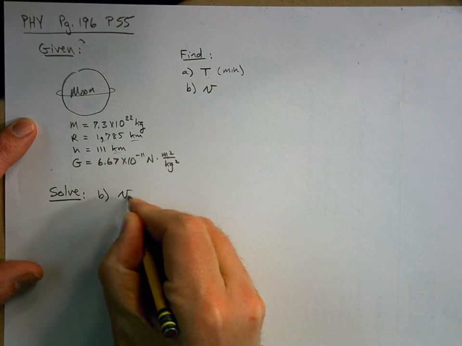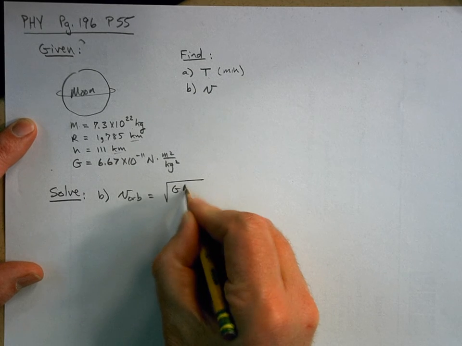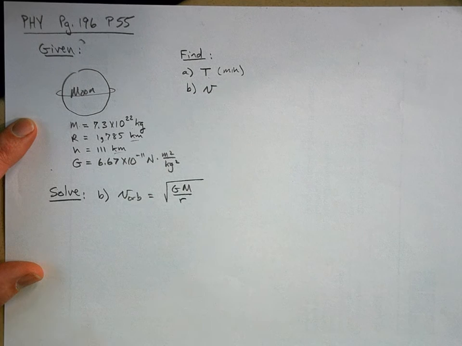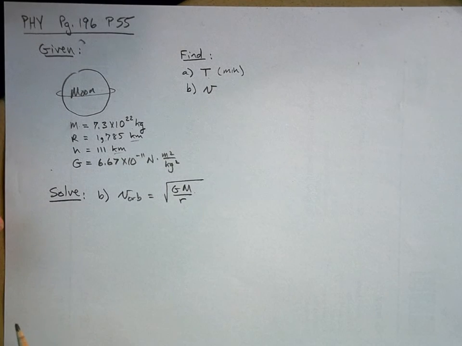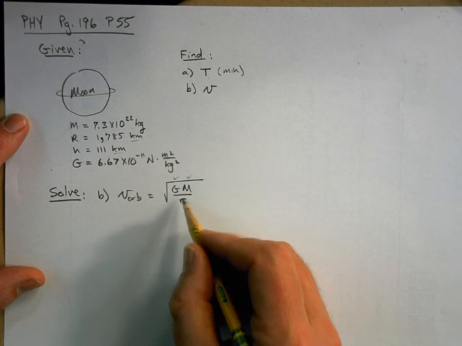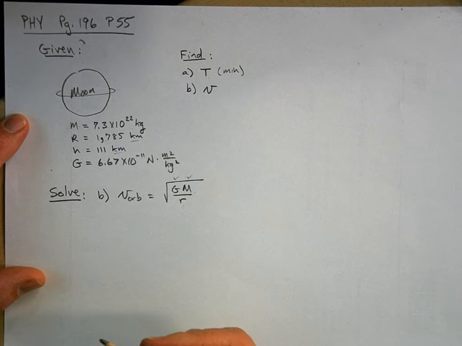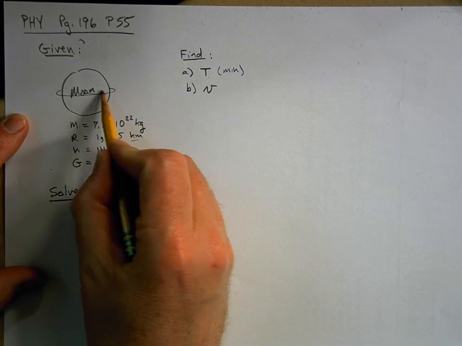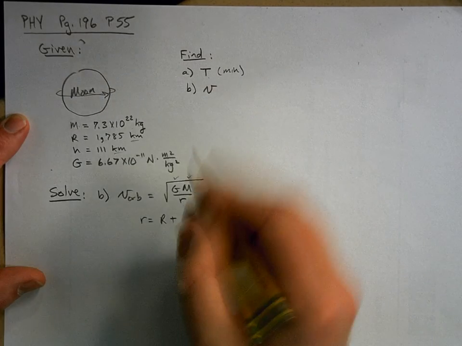And the orbital velocity equation is given to be this. Square root of GM over r. We know what G is, we know what M is. We need to figure out what r is, and it has to be in meters. So r is equal to the radius of the moon plus our height above the moon's surface.